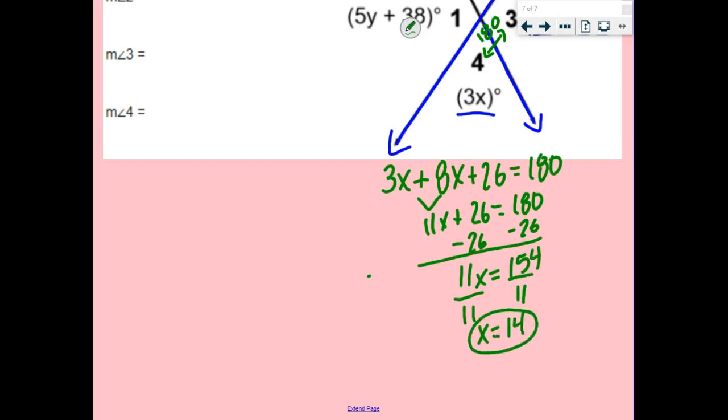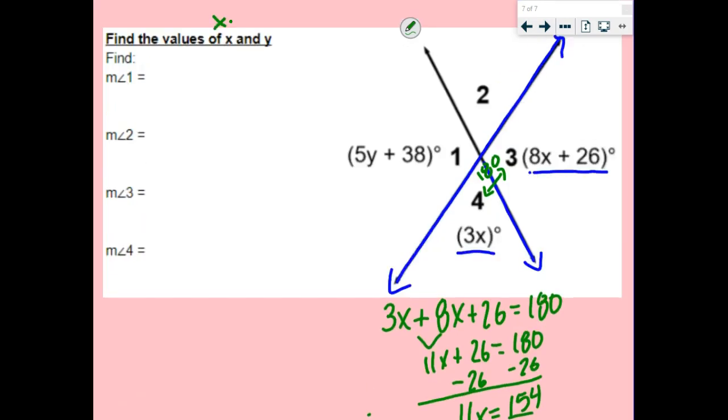All right, now that we know x equals 14, we can put that up here. We can solve for the measures of angles 3 and 4. We solve for the measure of angle 3. We put 14 in for x. 8 times 14 plus 26 is 138. So we can put that over here in the measure of angle 3, 138 degrees.